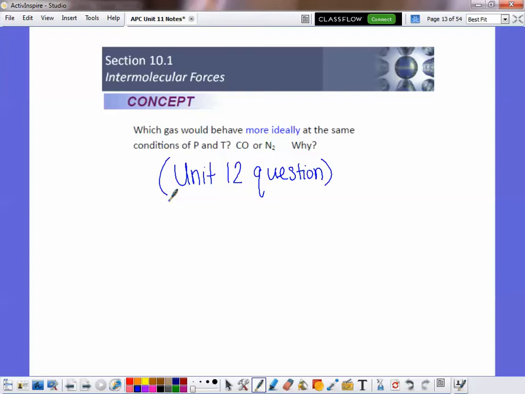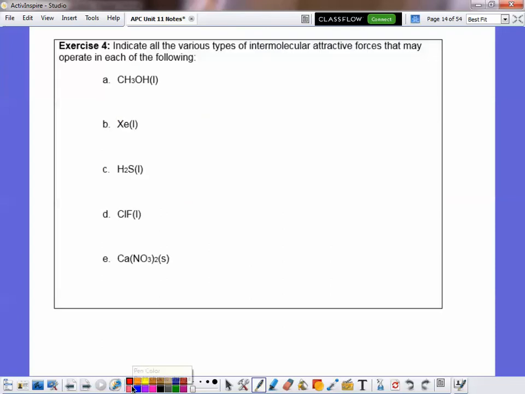This is a Unit 12 question, so we're going to skip it for right now. But when we come back, when we do Unit 12, we'll talk about how intermolecular forces come into play with ideal versus non-ideal gases, ideal versus real gases. So this is a Unit 12 question. So we're going to skip on to number 4.